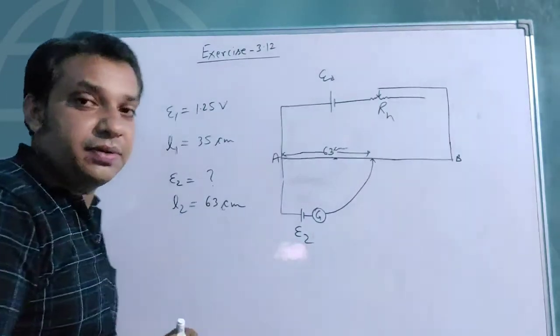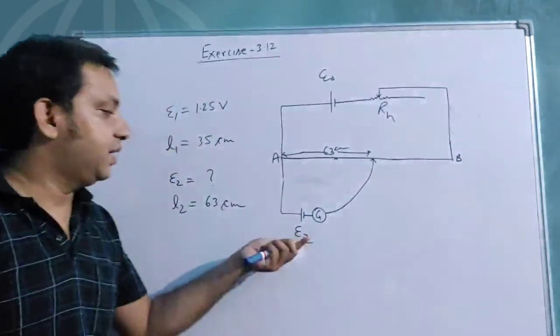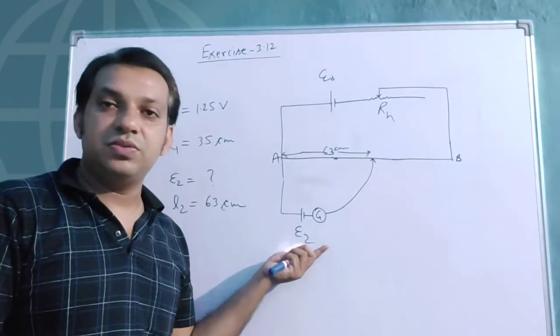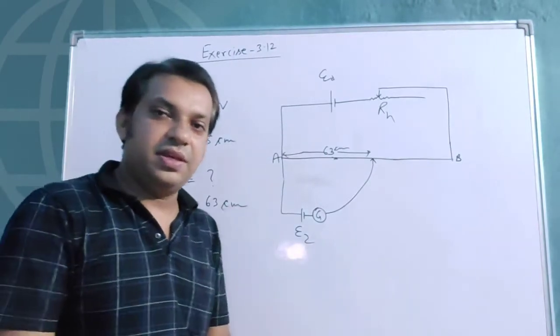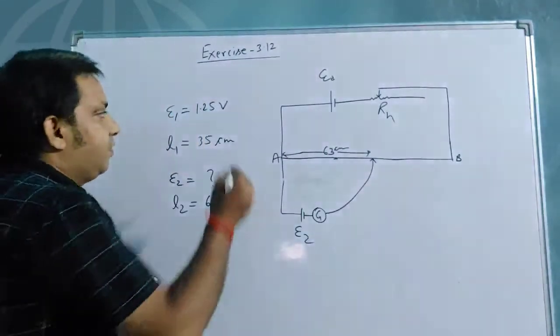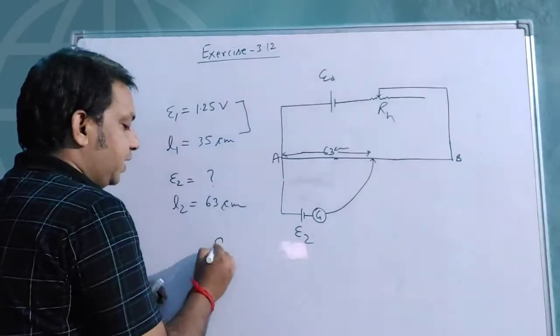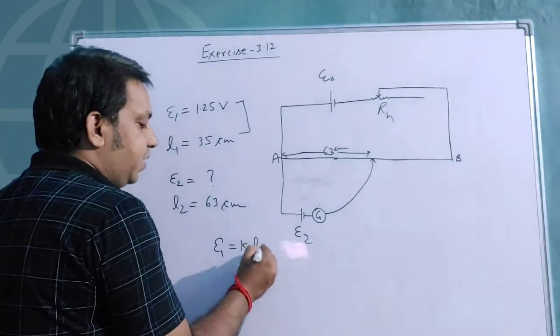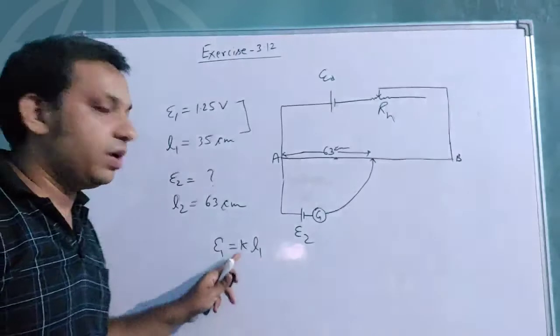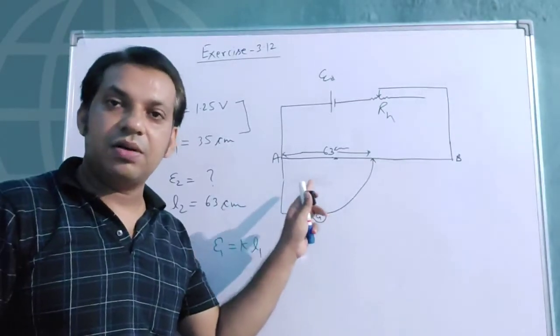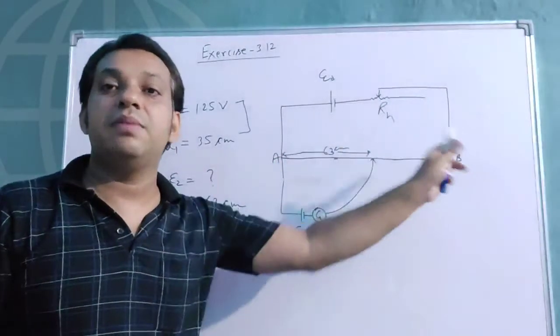So this is your question. What is the EMF of this cell E2? What is the value of this E2? Your aim is to find. Let's see here. What is the simple principle for this first case? You know that E1 is equal to K into L1. What is K? K is the potential gradient, or potential per unit length, of this wire AB.